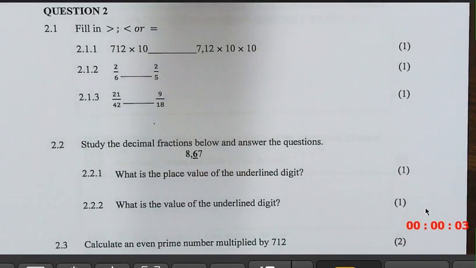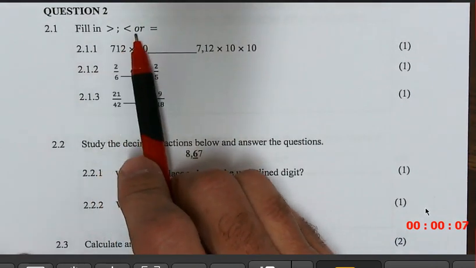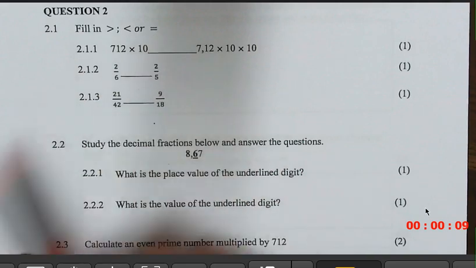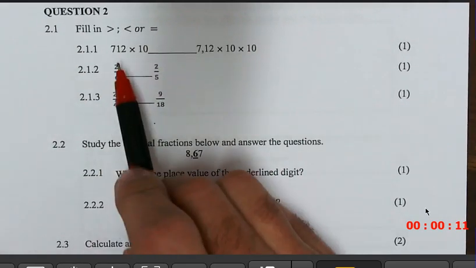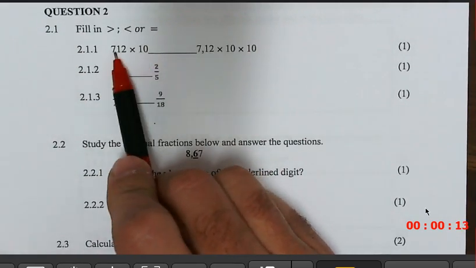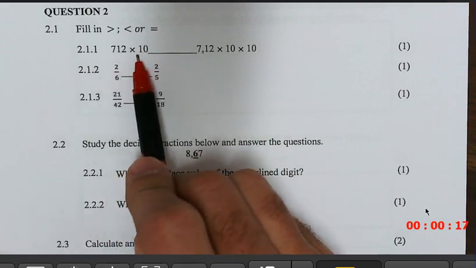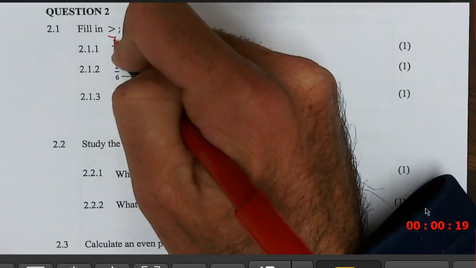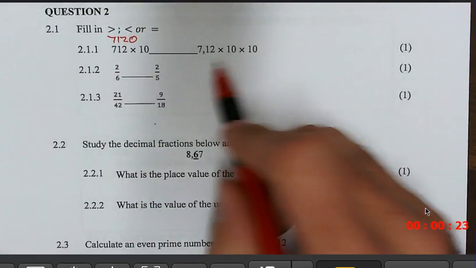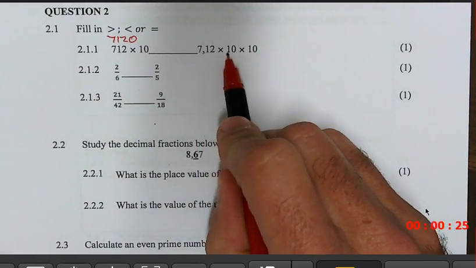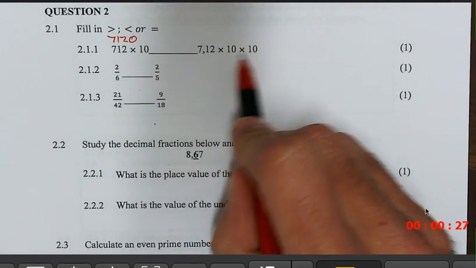Okay, boys and girls, here is question 2. First one, fill in bigger than, smaller than, or equal. So we are comparing these numbers. On the left hand side, I have 712 times 10. When I multiply a whole number with 10, I basically just add a 0, as you know. Okay, on the right hand side, I have 712 times 10 and times 10 again.